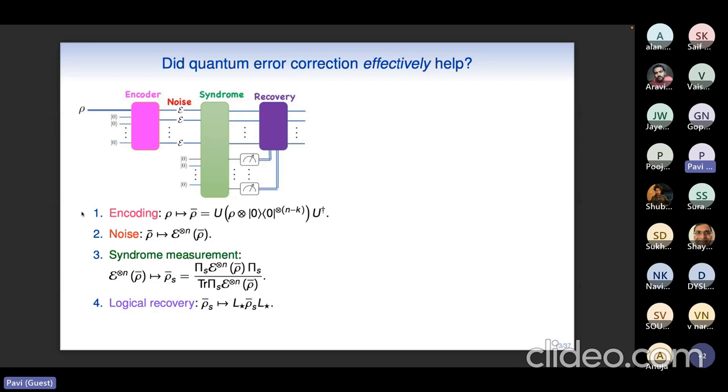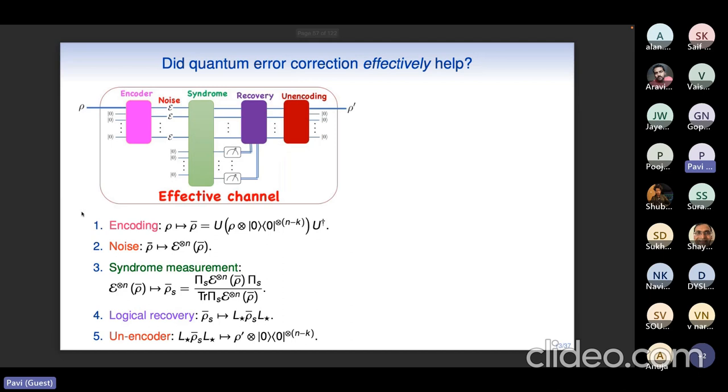Because of this, for mathematical reasons, we can effectively say that we started off by trying to encode some single qubit state. We did error correction, and hopefully we got back the single qubit state that we intended to encode in the first place. Now, this won't always be possible. And that means that, because of noise and error correction, there is possibly an effective transformation that happened on the encoded information.